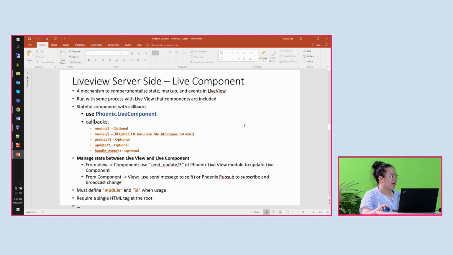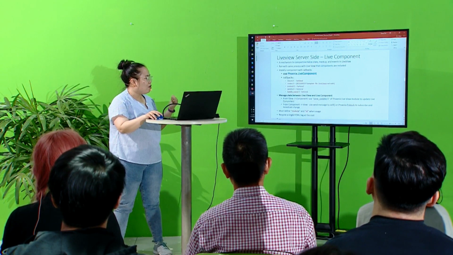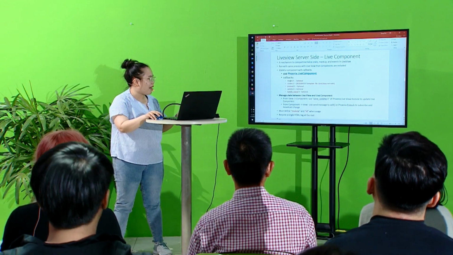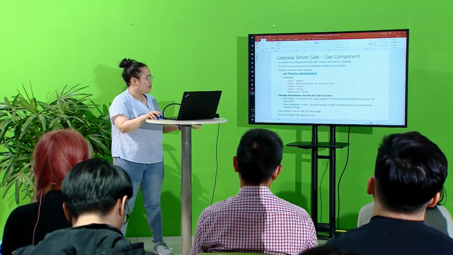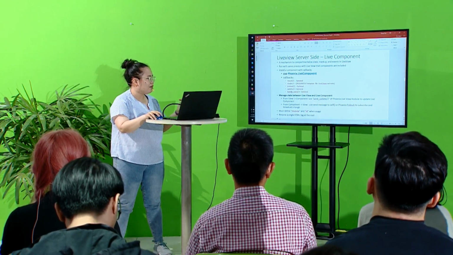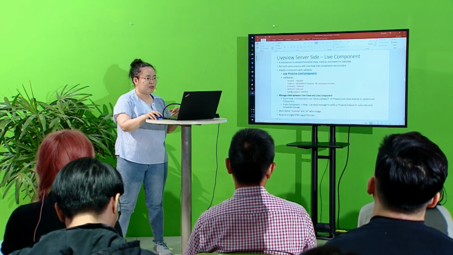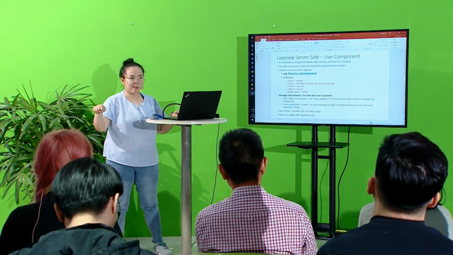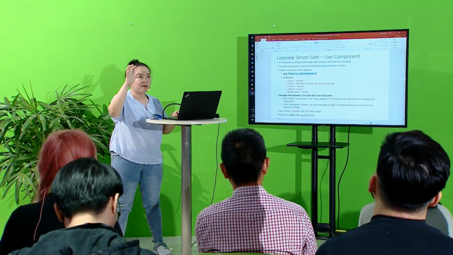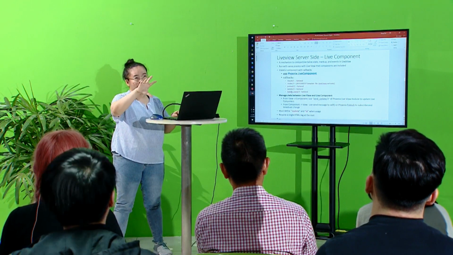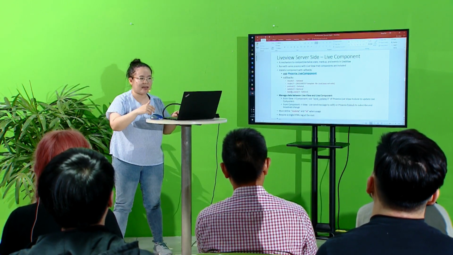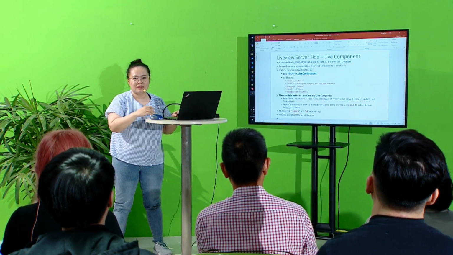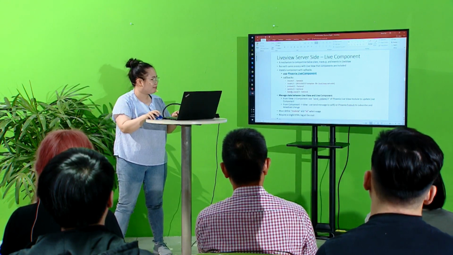So to use the live components, we have to use the Phoenix LiveComponent, and we define all of the required callbacks like mount, render, reload, update, and handle events. Handle event is for when you want to handle your event by yourself. Like when you click on the button, instead of sending a message to the home or the live view, you can manage that in this component.